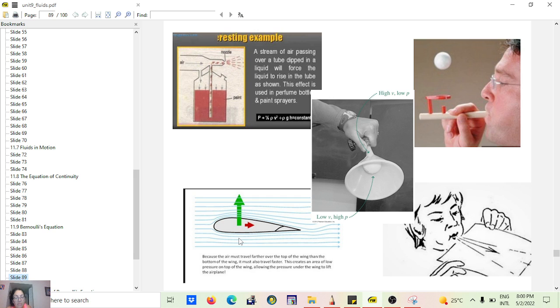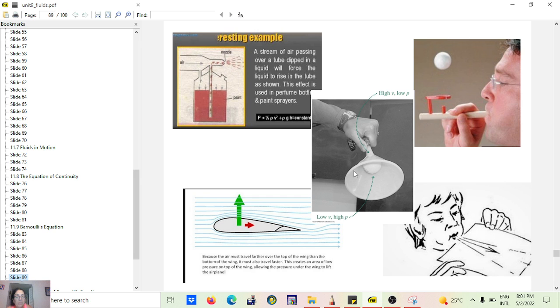Or you can also explain using Newton's third law. If you remember from physics 1, you can say that the airplane is deflecting the air down. So the airplane is applying a force down on the air, so the air is applying a force up. Yes, you can use Bernoulli, or you can use Newton's third law.